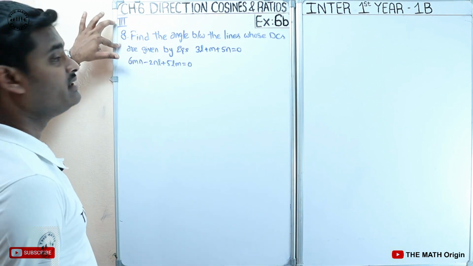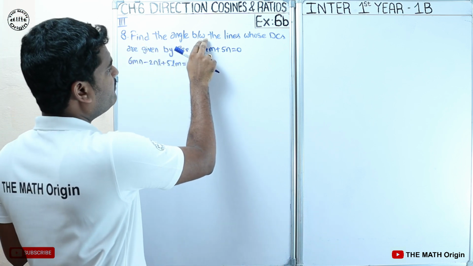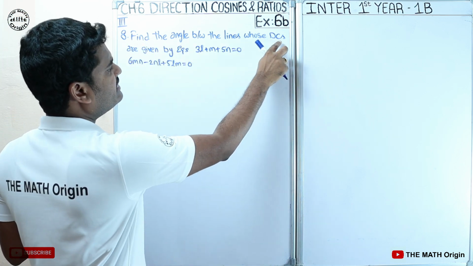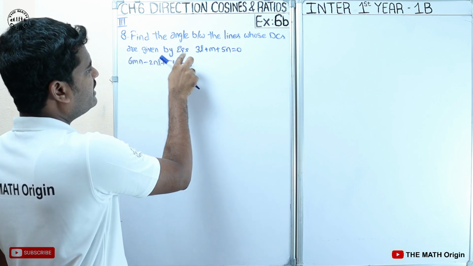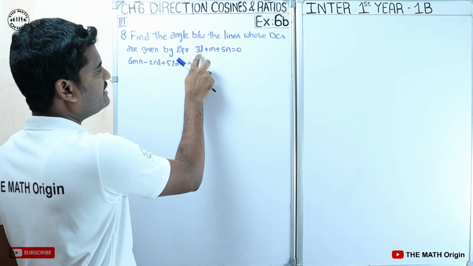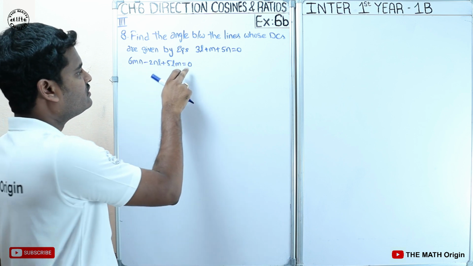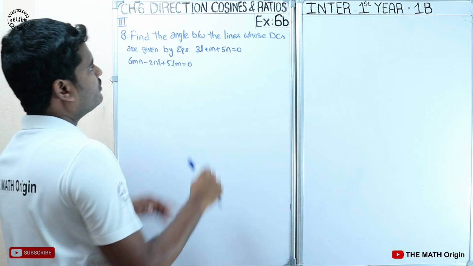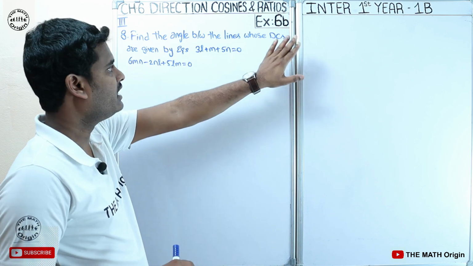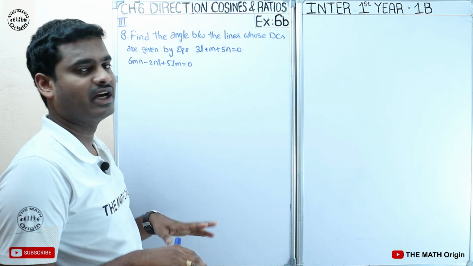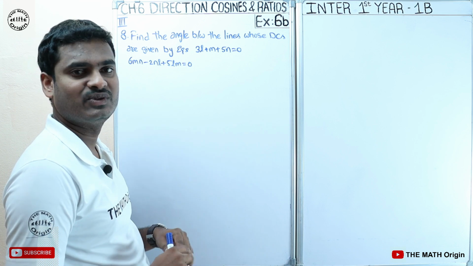Okay, 8th question from the 3rd section. Find the angle between the lines whose direction cosines are given by the equations 3l plus m plus 5n equals 0, 3mn minus 2nl plus 5lm equals 0. Okay, you can write the question in short form. Already I have told you that you should carry your textbook while you are going through these videos.